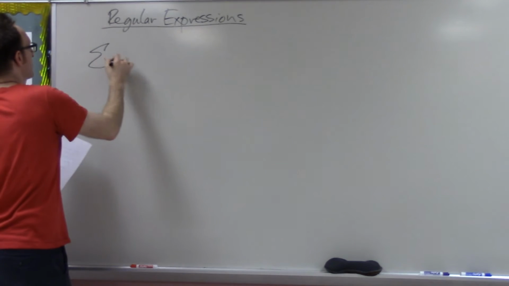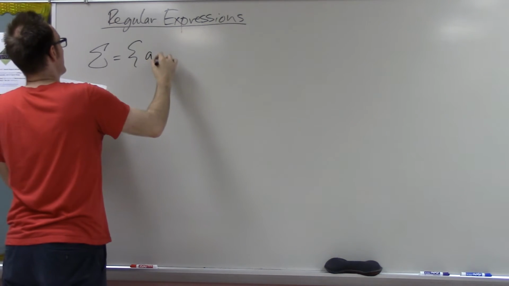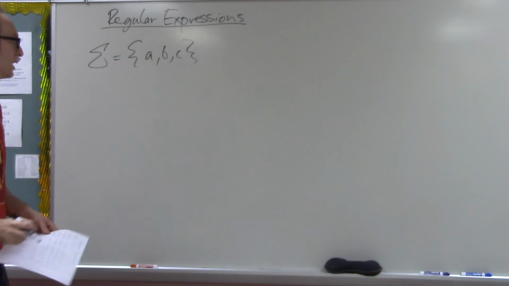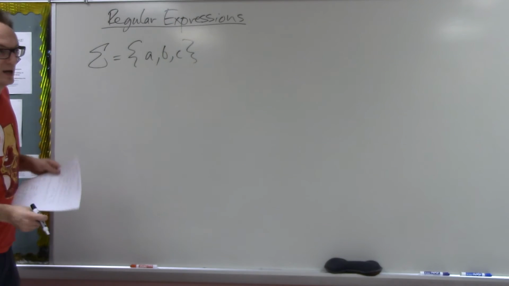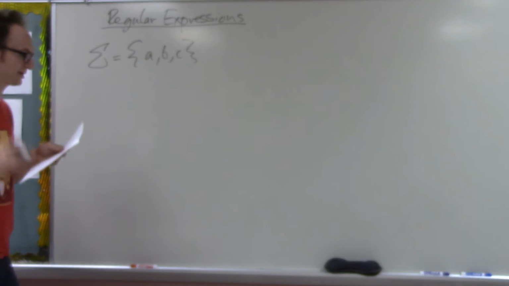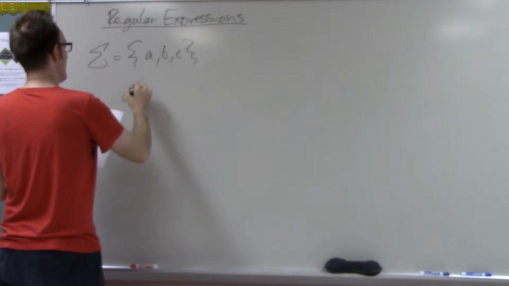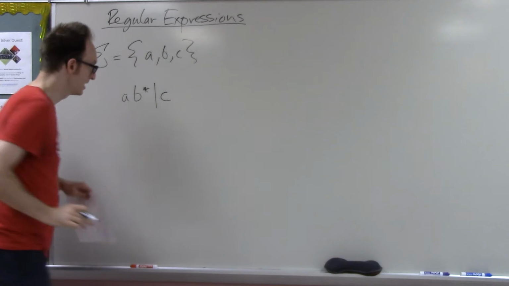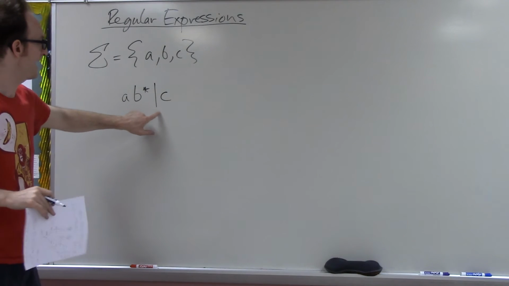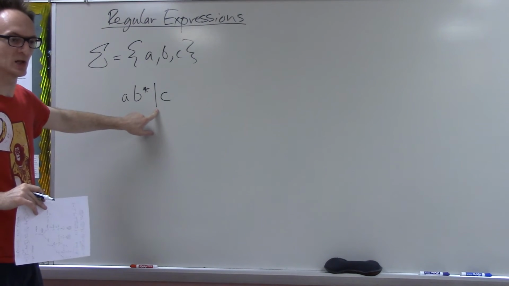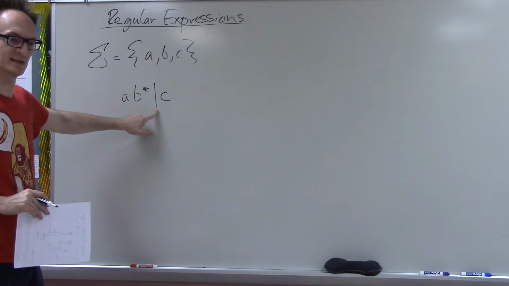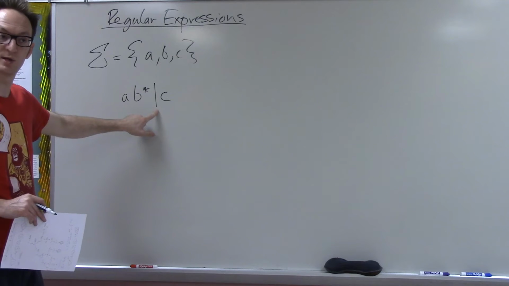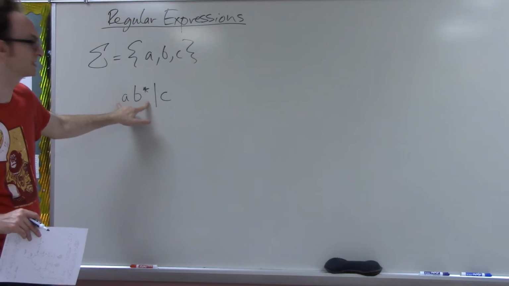Okay, let me just jump right in. Suppose I have an alphabet A, B, C. Well, consider the following things, which I'm calling regular expressions. Here's one. It's A B star or C. So this is the or symbol, and it has the lowest precedence. Is that how I'm supposed to say it? Yeah. So that means we do that last. So there are implied parentheses around all this.